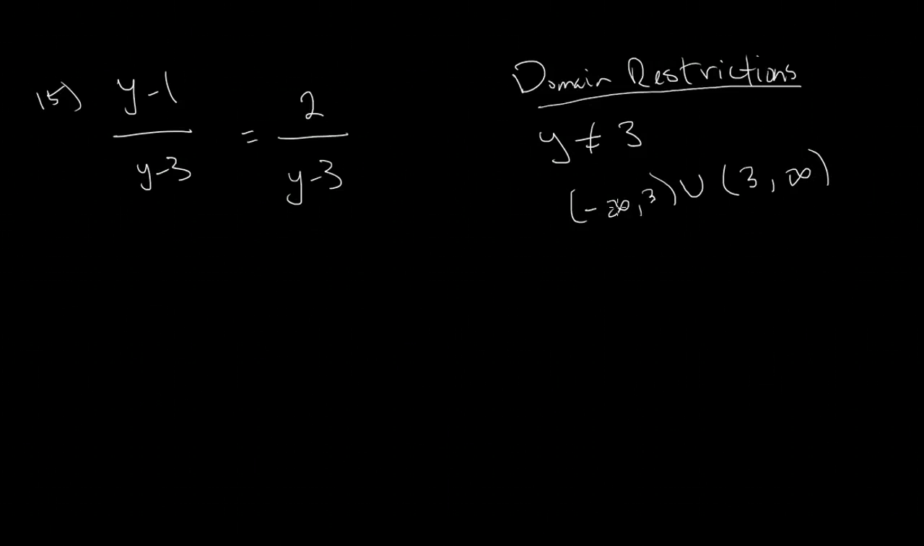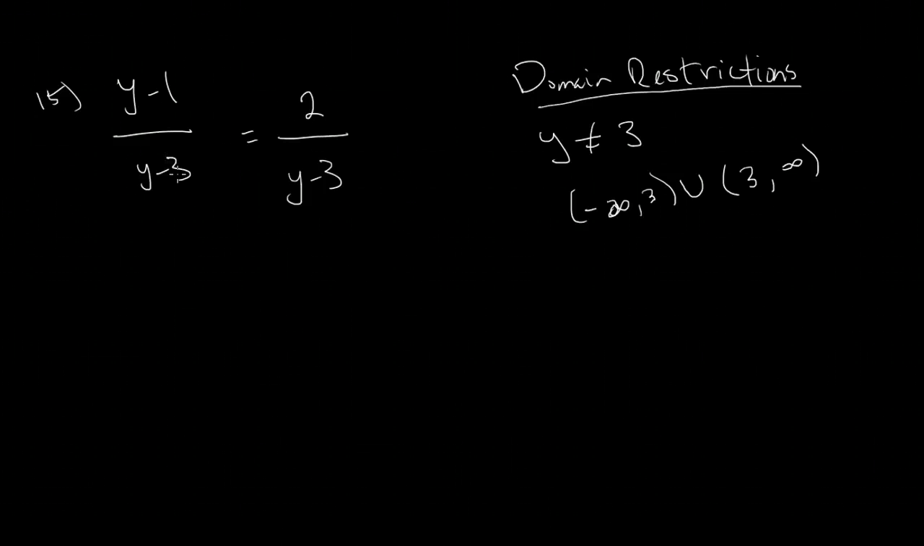Infinity, whether it's a negative infinity or a positive infinity, is always a rounded parentheses there. So basically, we can't have 3 for our domain. All right, well, let's work the problem and see what happens.